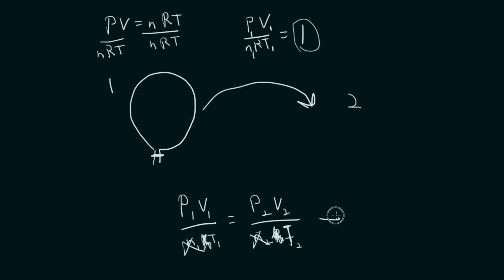And so when we do that, we get what we call the combined gas law, where we have this relationship, P1V1 over T1 equals P2V2 over T2. And so let's put that into practice.